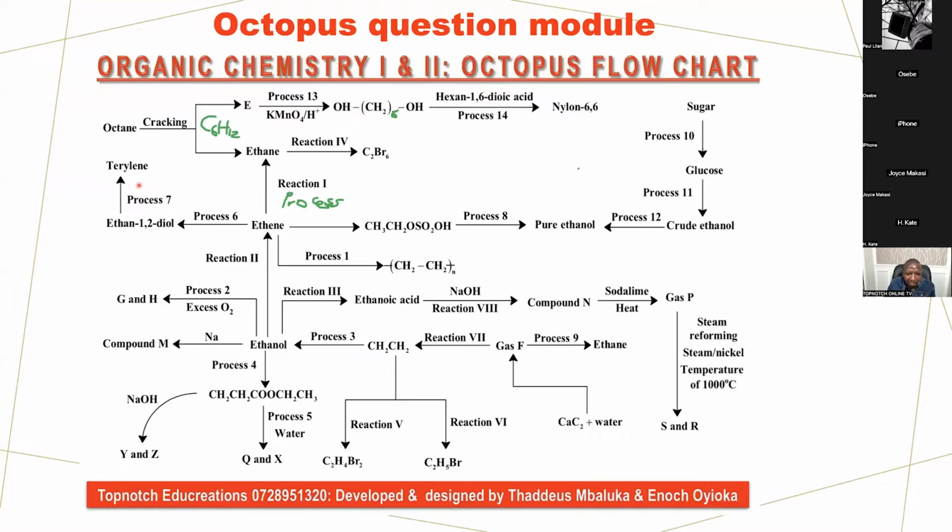Then we have ethene being converted to this. So what do you call this process? Polymerization. The polymer is what? Polyethylene. Yes, it is ethene. And of course, we require ethene molecules to be able to get that.